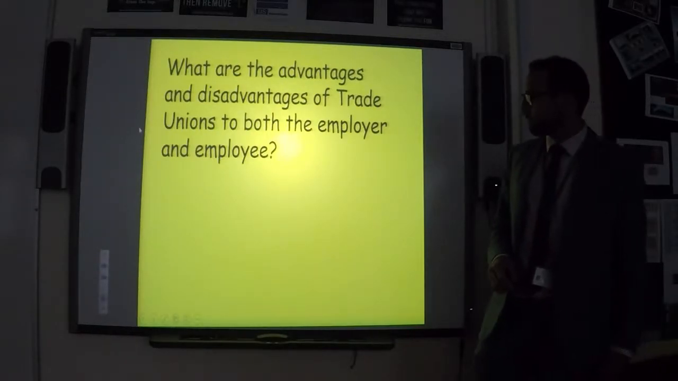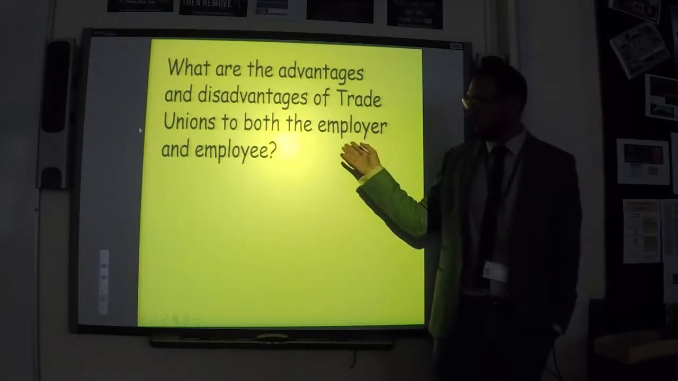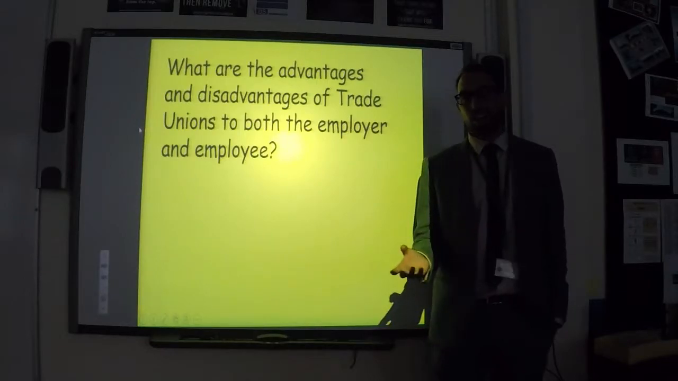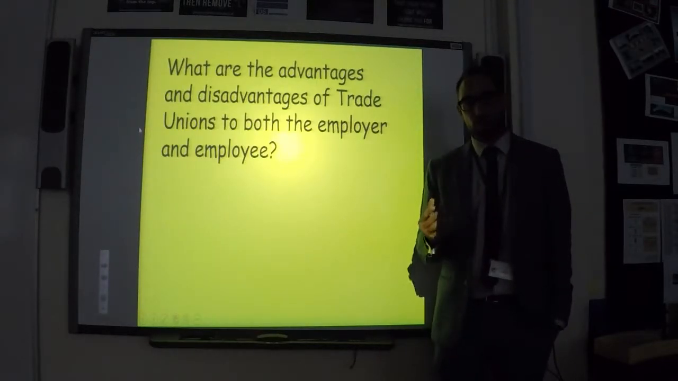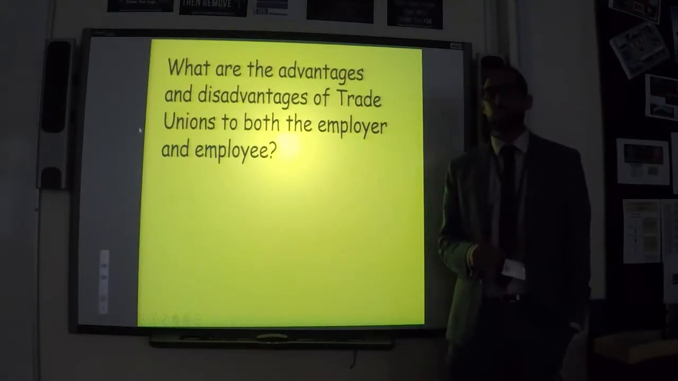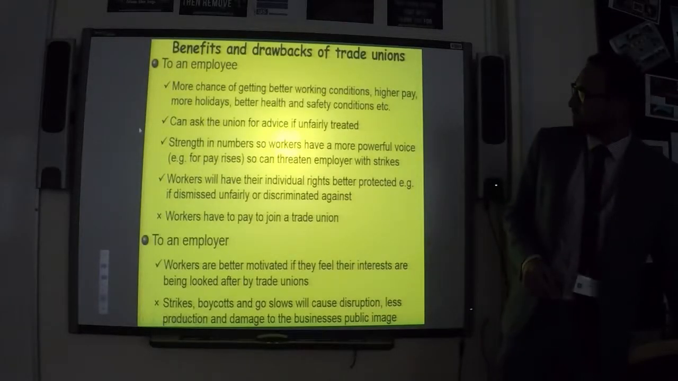union. Now, you do need to be aware of what the benefits and drawbacks of trade unions to both the employer and the employee. And maybe you're not thinking this at the moment, that there are some benefits of trade unions. I know trade unions protect workers, but there are some benefits of trade unions to the employer. Okay? Now let's go over these.